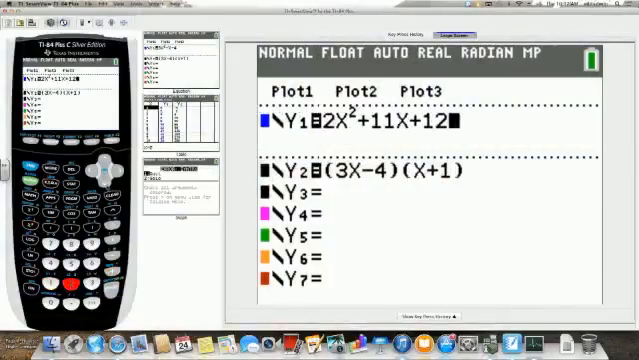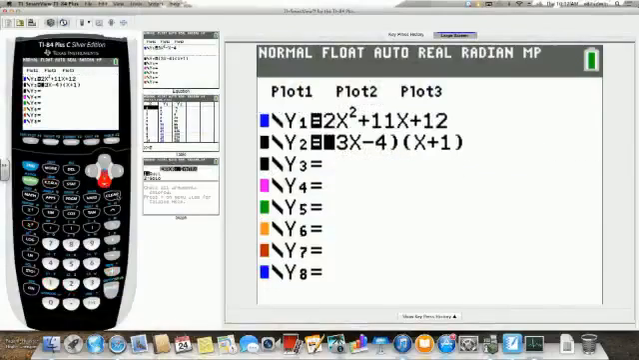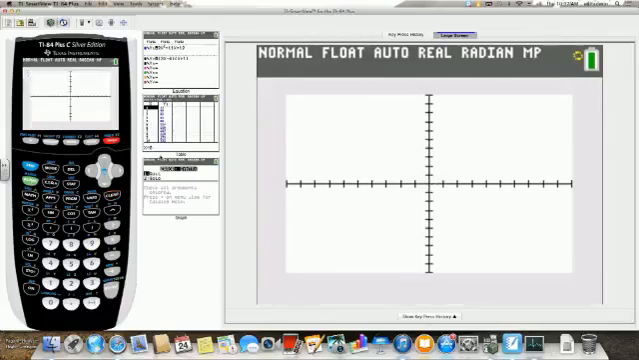I'm going to clear out y2, because that was from the old example. I'm going to press graph. I'm going to see what that looks like. All right, I got an idea. Now I'm going to look back at my problem, and let's see which one of those is the right answer.